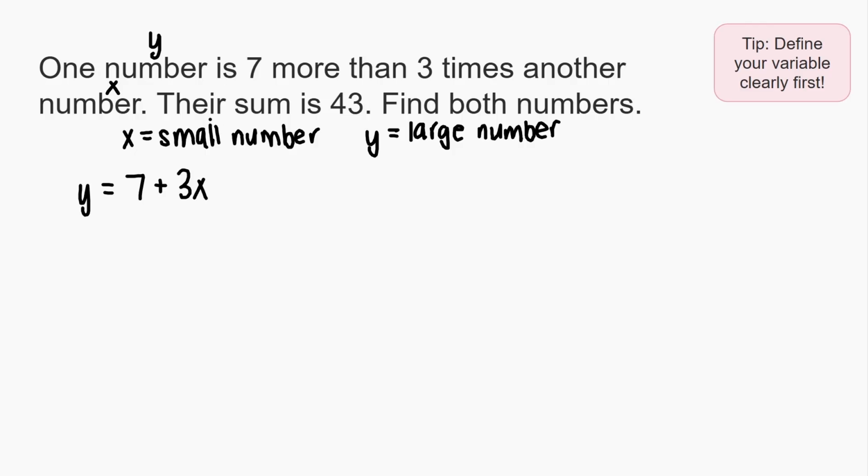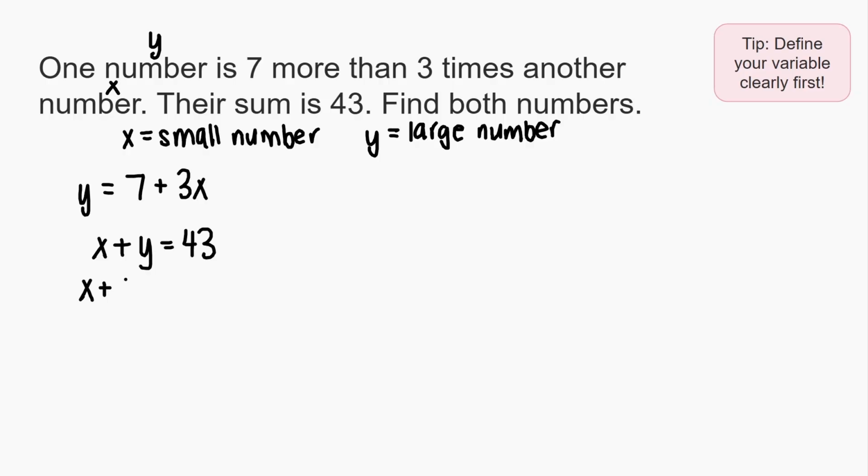In this case, we also have that their sum is 43, so we know that x plus y, which is the sum of two numbers, is 43. Now we can plug in y for 7 plus 3x and solve for x. So let's do that now.